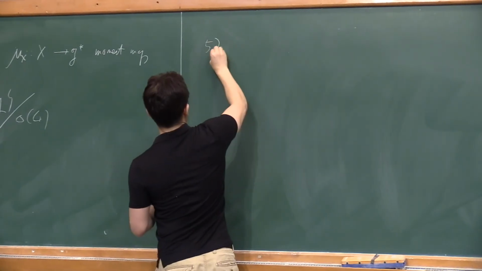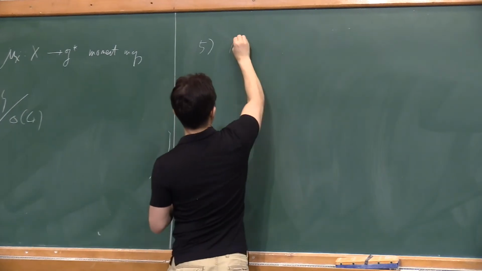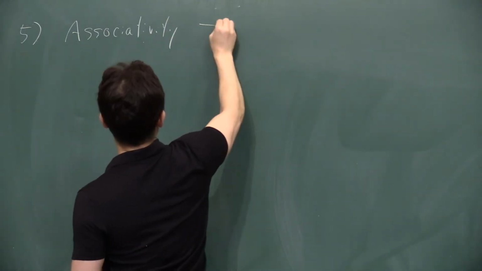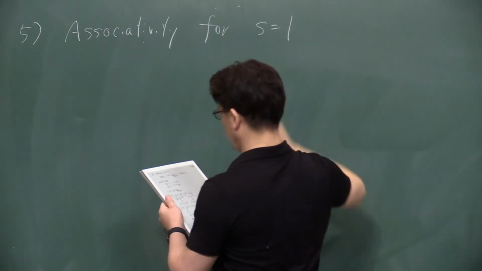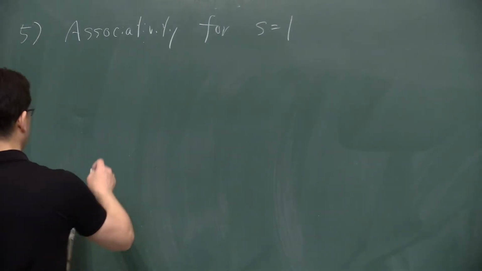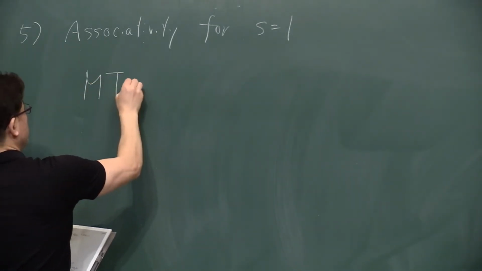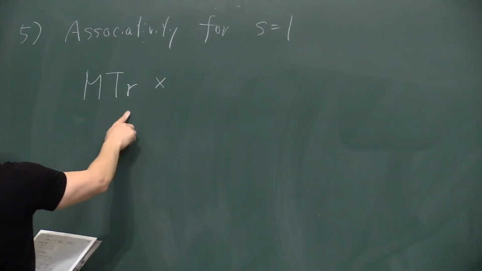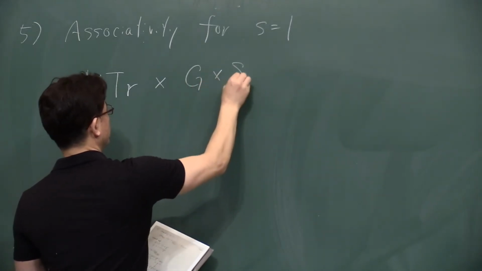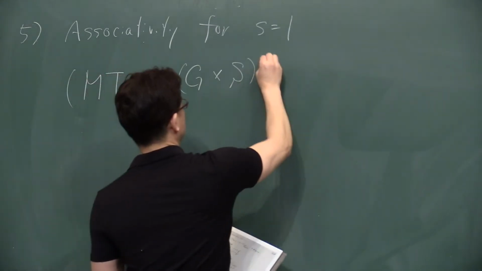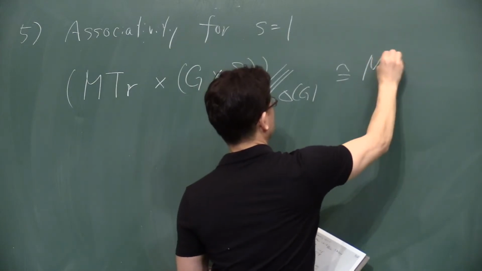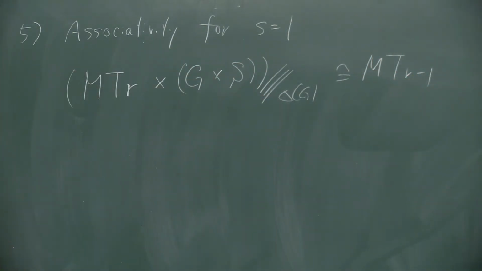Now let's look at the associativity condition for S equals 1. And don't try to understand what it says. So it says, you pick MT_R and consider the product with MT_1, which is G times the Slodowy slice S. And then you do a symplectic reduction. Then you should get MT_{R-1}. That's what it says.